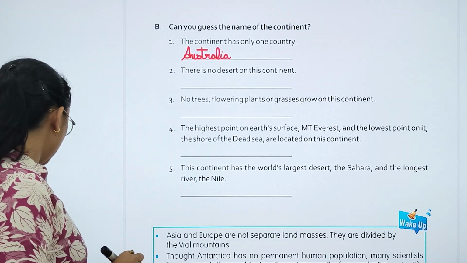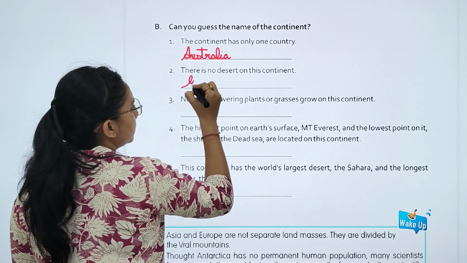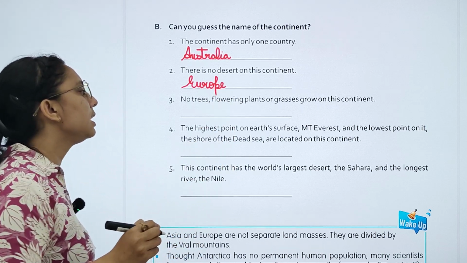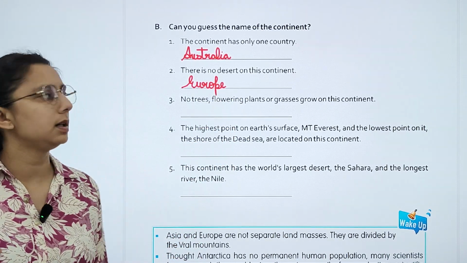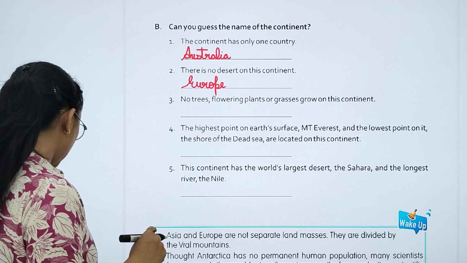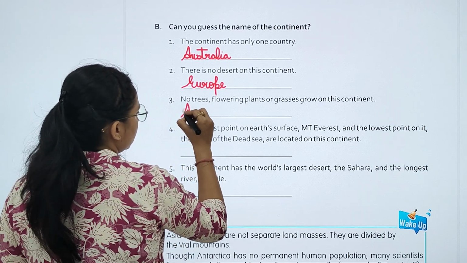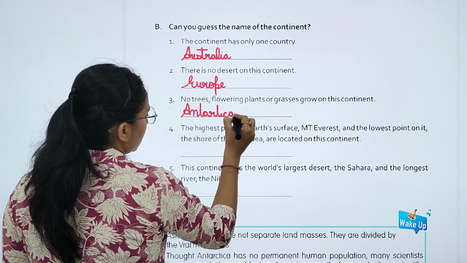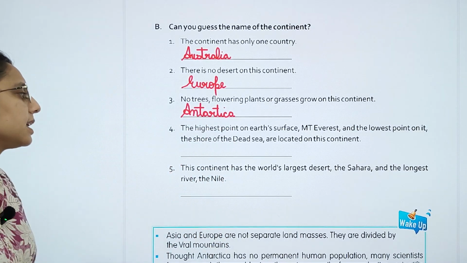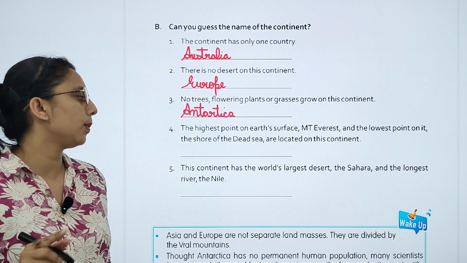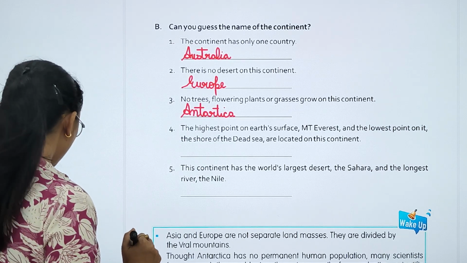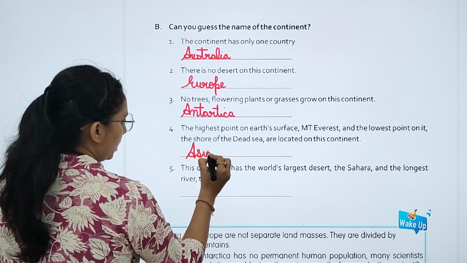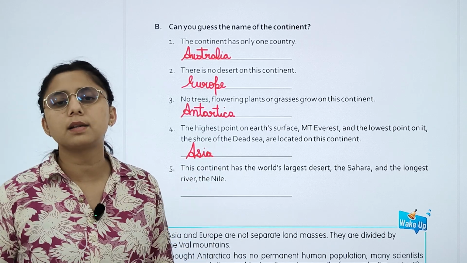There is no desert on this continent. Europe. No trees, flowering plants or grasses grow in this continent. Which continent is it? Antarctica. Next is the highest point on the surface, Mount Everest, and the lowest point of the slope. That is your... The continent has the world's largest desert, that is the Sahara Desert.